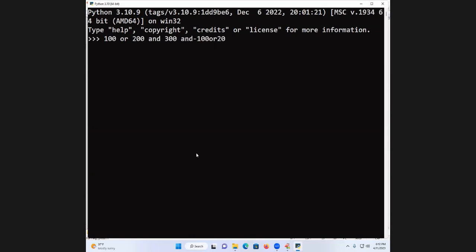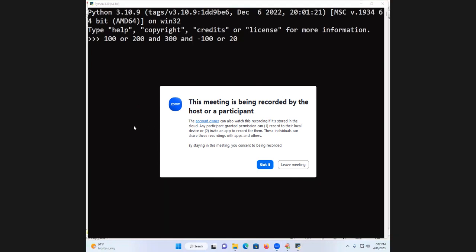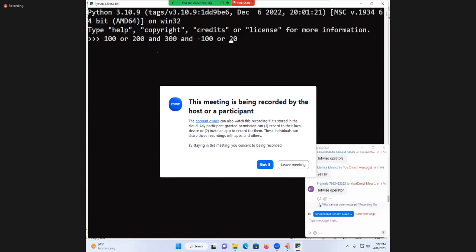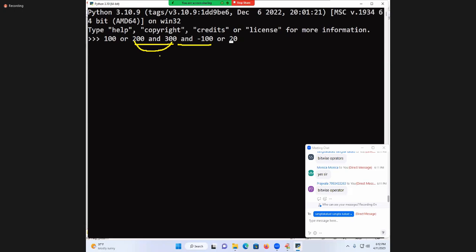We have these points, and then this is 20. What is the answer now? Come on, fast. Try to look at this in progress. First, I told you which operator is evaluated first. Look at this and observe it. Both of you need to evaluate. So 100 and 300 is what?